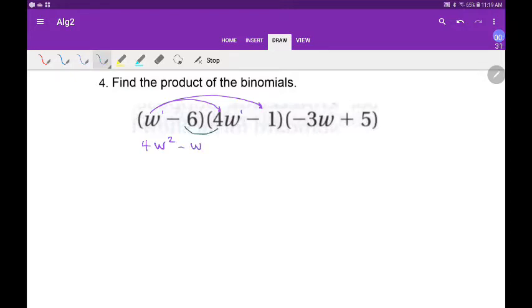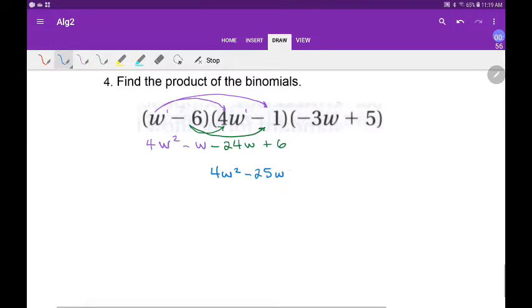And then we'll say negative 6 times 4. And negative 6 times negative 1. And we'll get negative 24W. And we'll say negative 6 times negative 1 is positive 6. And then we'll put these together. We'll say we have 4W squared minus 1 and minus 24. We have minus 25W plus 6. And then I'm going to write this one out in front.